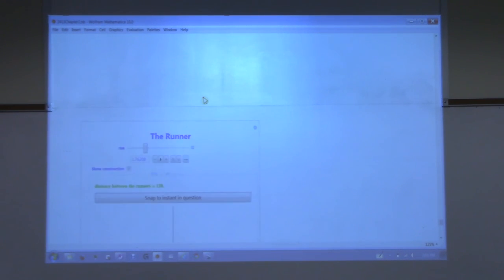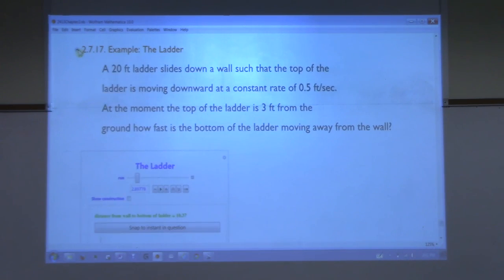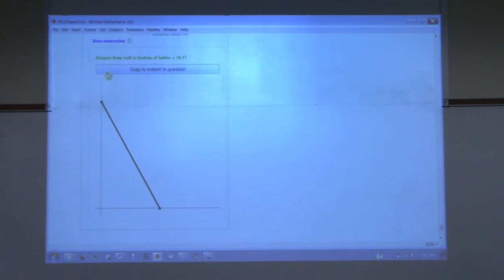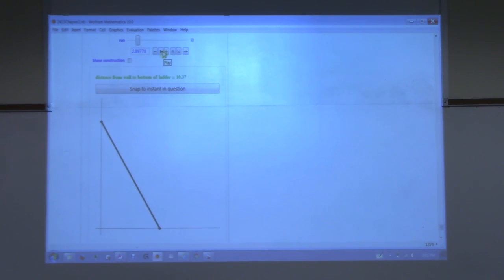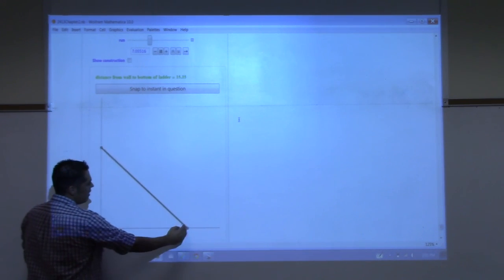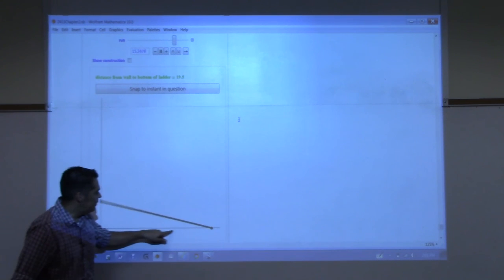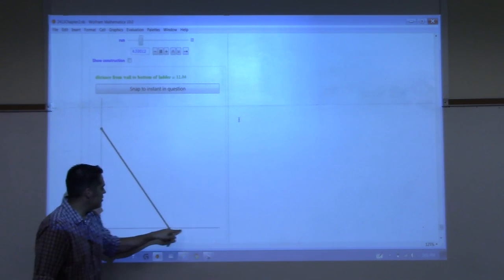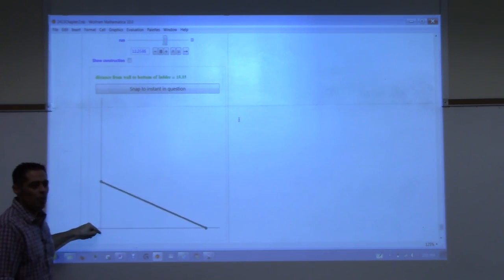And then this was the runner around the track. Oh, this is a classic example. This is a classic Cal 1 problem. You have a ladder that slips. Here's a wall. Here's a ladder. The ladder is moving out, and you want to know if this edge is coming out at a certain speed, how fast is this point coming down the wall?